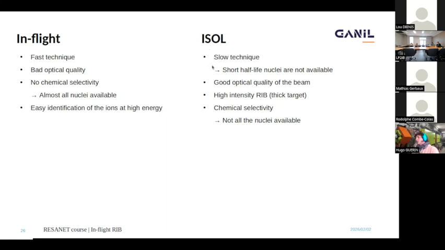For the ISOL method, this is a slow technique, which means short half-life nuclei are not available, but you have good optical quality of the beam, so small emittance. Also, because you use a thick target in the ISOL technique, you can have a high intensity RIB. But with this chemical selectivity, not all the nuclei are available. So there is always a balance between the in-flight and ISOL methods. It will really depend on the nuclei you want to study.